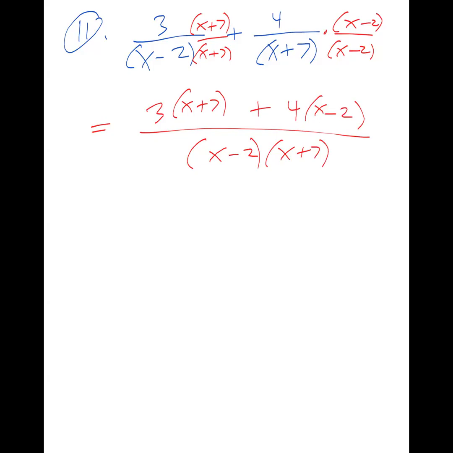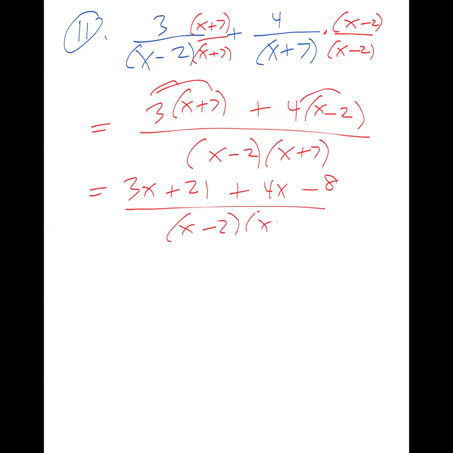So 3 times x on the top is 3x. 3 times 7 on the top is 21. 4 times x on the top is 4x. 4 times negative 2 on the top is negative 8. There we go. Now combine the like terms on the top.